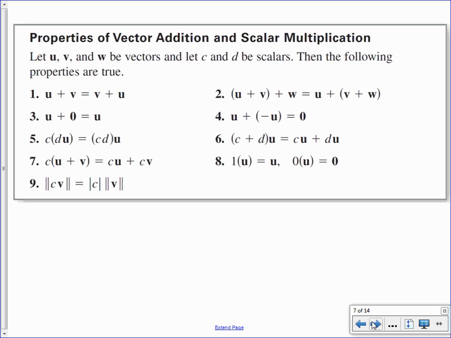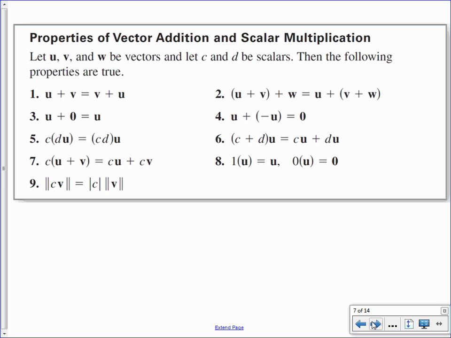Distributive property here again, u times 1 is u, times 0 is a 0 vector. Do you notice how things are bolded, and C and D are not bolded? It's because the bolded ones are vectors, and the non-bolded ones are constants or scalars, however you like to think of them.